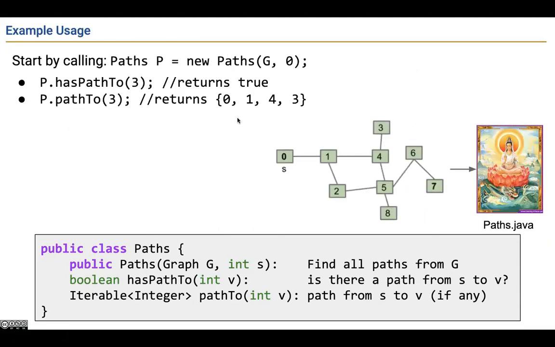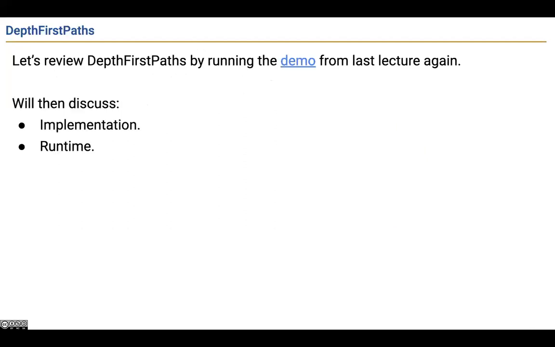OK, so example usage, you give her a graph, G. You say S is the starting vertex at 0, and then you can ask her questions, and she'll answer your questions. Kind of cool.